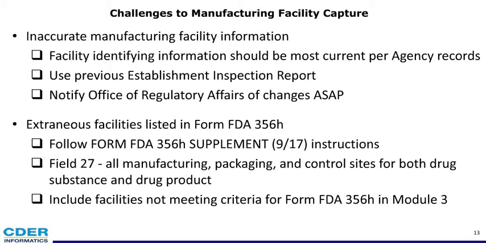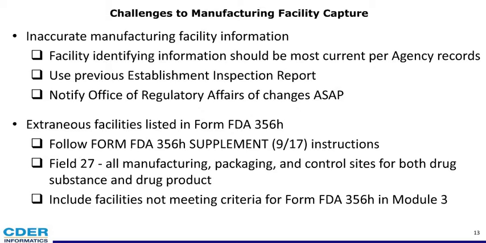One of the other common issues for us, in the model that is used to capture the data and then propagate it to us to assess the facilities, is that extra facilities that aren't supposed to be on the 356h are being listed, and that bogs down the amount of facilities we're looking at on the application assessment side. So the recommendation there is to check out the form FDA 356h supplement. It gives pretty good instructions as to what should be on the form and what shouldn't.